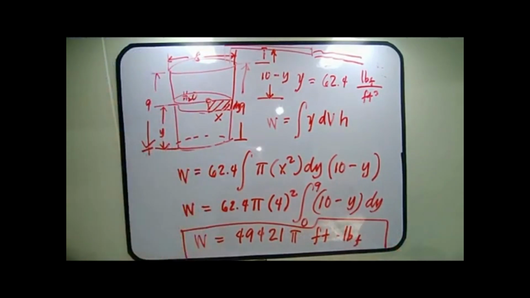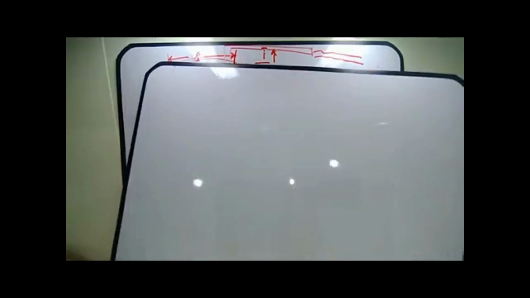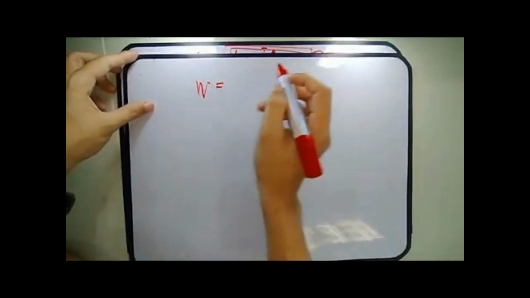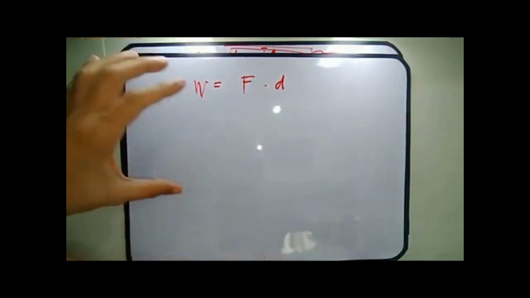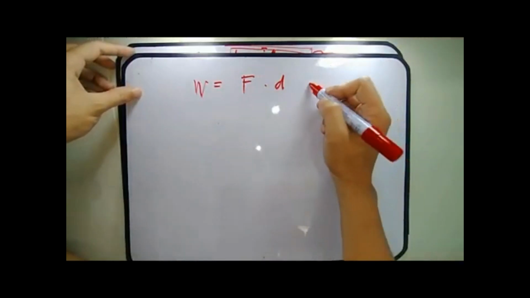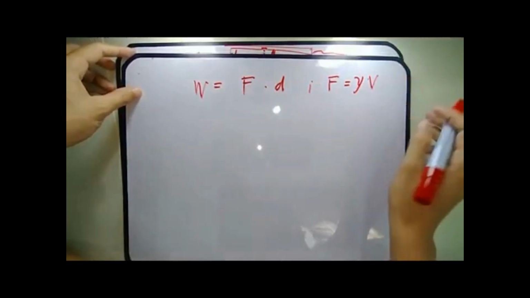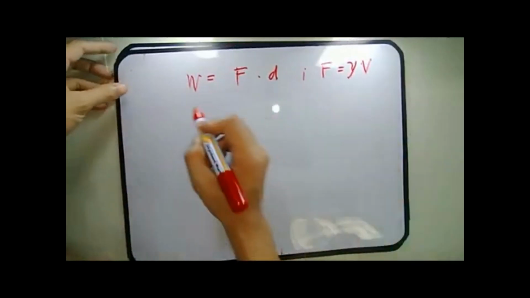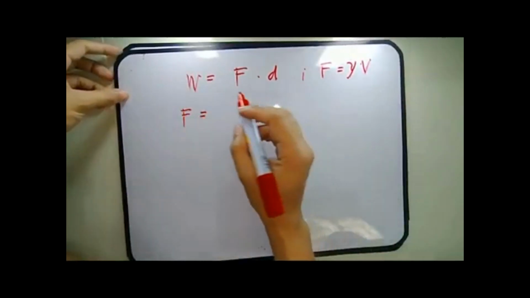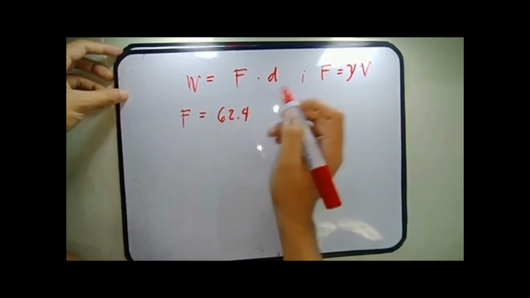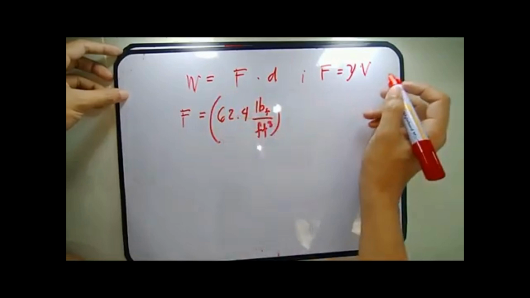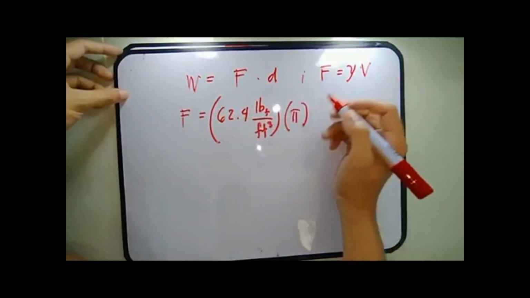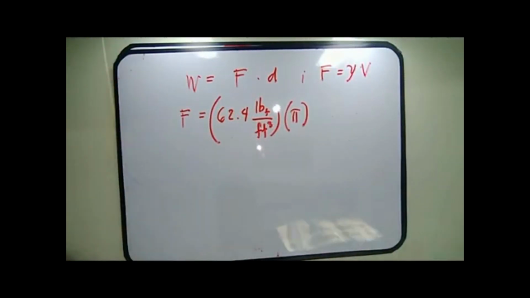Now, alternate solution. As I have mentioned before, work is actually equal to force times distance. Our distance is the distance of the centroid of the fluid to where it should be pumped. Our force is specific weight times volume. Here we have a cylinder. So our force is equal to specific weight, 62.4 pound force per cubic foot, times our volume. It is a cylinder, so pi d squared over 4, that is the area of the base.